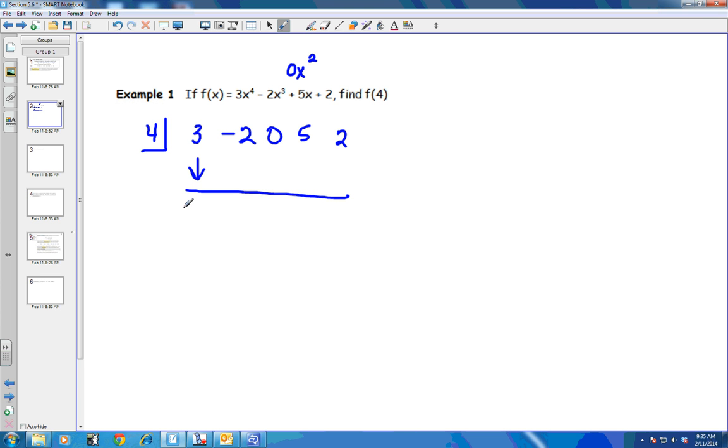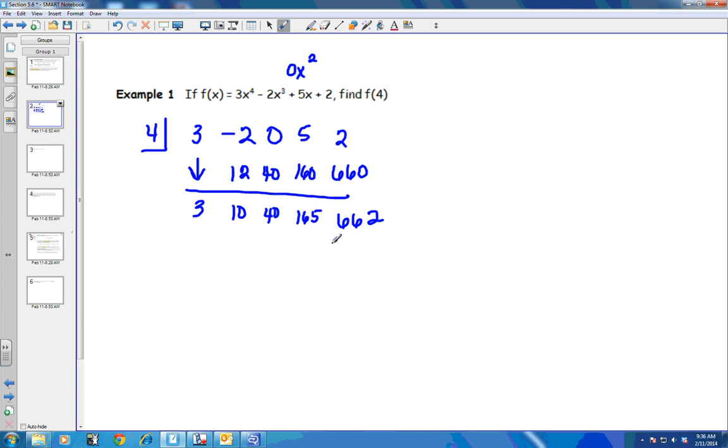Using synthetic division, I'm going to bring down my 3. 3 times 4 is 12. Add it up and I get 10. 10 times 4 is 40. Add it up and I get 40. 40 times 4 is 160. Add it up and I get 165. And then 165 times 4 is 660. Add it up and I get 662.